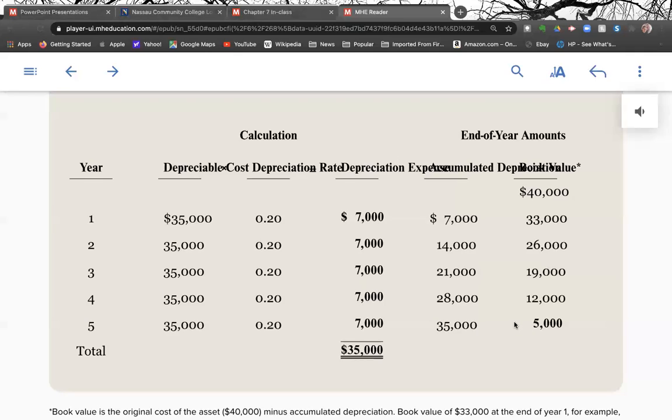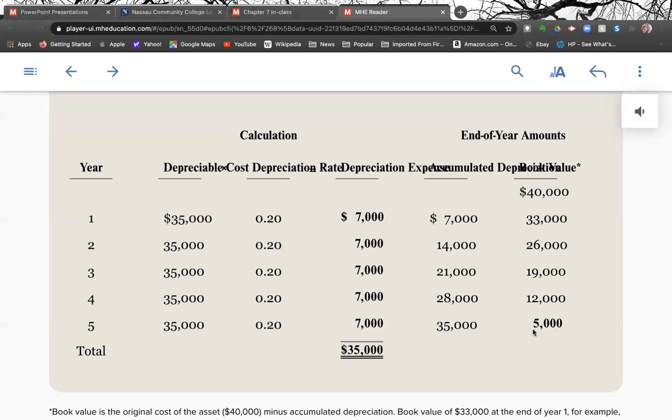Does that $5,000 look familiar to you? That $5,000 is the residual value. If you go back to the beginning of the problem, it told you original cost 40, residual 5. So you cannot depreciate below this 5,000. Some people try to make it come out to be 0, and it could only be 0 if the asset had no residual value. If there's a residual value, it has to be whatever the residual value is.